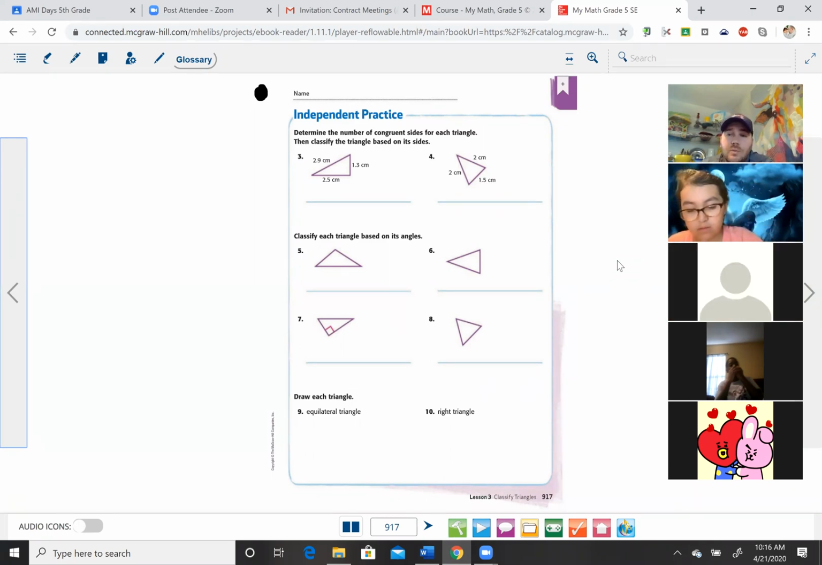So what we're going to do is we're going to do 3 through 12. However, if you are working in your book, do the drawings. If you are not, just skip them, because you can't draw on Google Docs. So 3 through 12. Is everybody good with that?